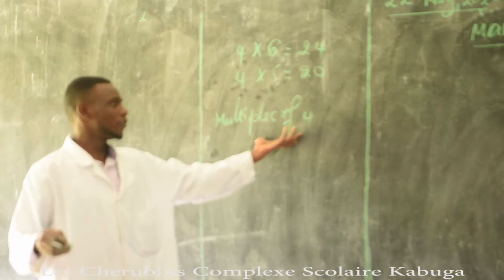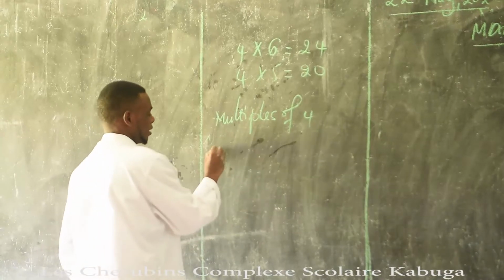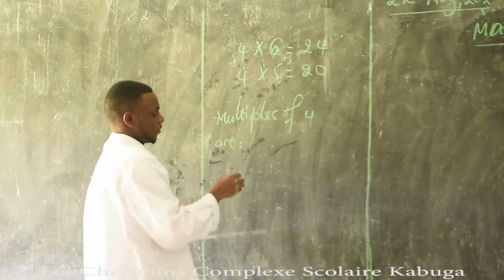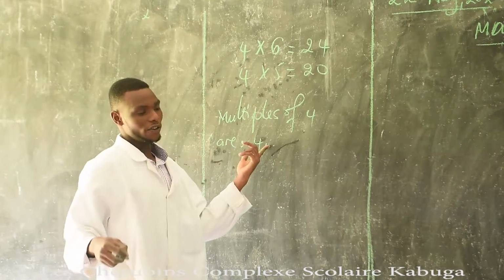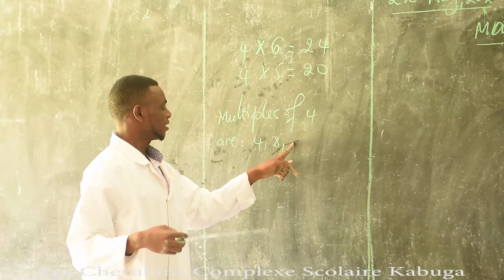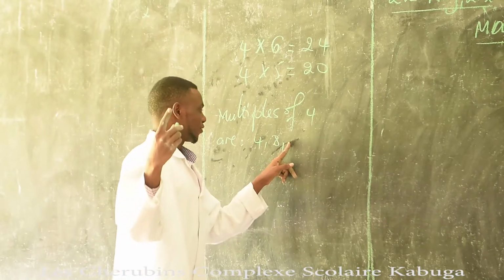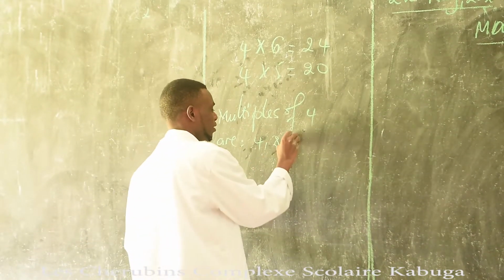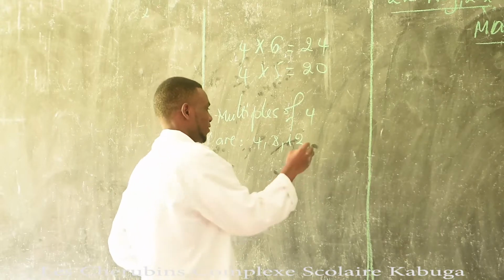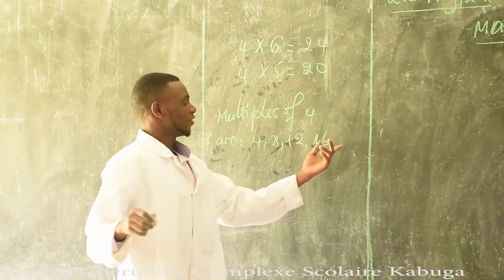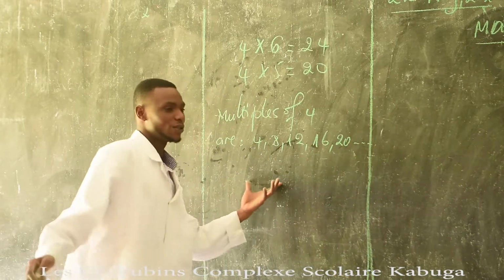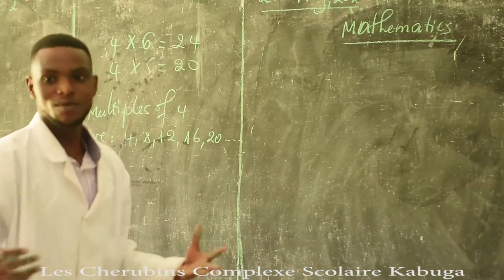What are the multiples of 4? Multiples of 4 are 4 times 1 is equal to 4. 4 times 2 is equal to 8. 4 times 3 is equal to 12. 4 times 4 is equal to 16. 4 times 5 is equal to 20, and so on. We can continue. So 4 has many multiples.